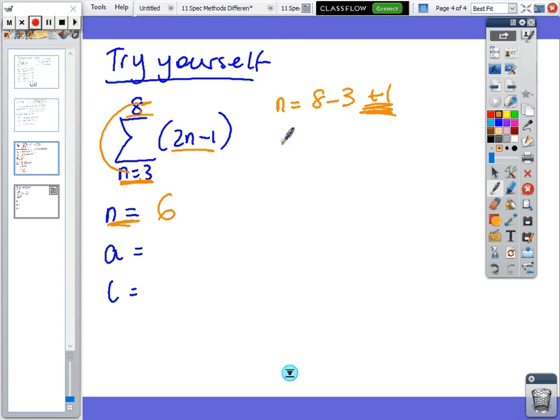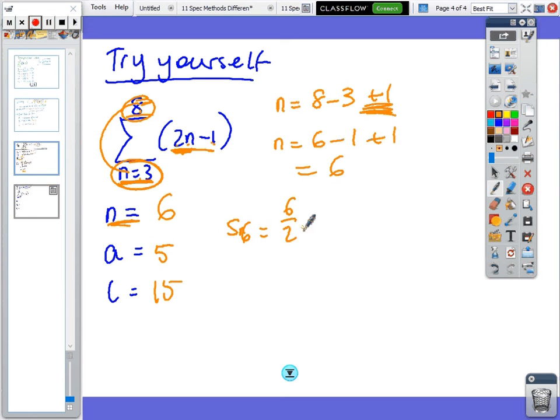Like for instance, on the previous one, it went from 6 to 1, and then you add 1 to get your 6 back again. Okay, so the first number is when n equals 3: 2 3s are 6, 6 minus 1 equals 5. And when n equals 8, 2 8s are 16, 16 minus 1 is 15. So the sum of 6 numbers will be 6 on 2, first plus last, so it's 3 times 20, so the answer is 60.